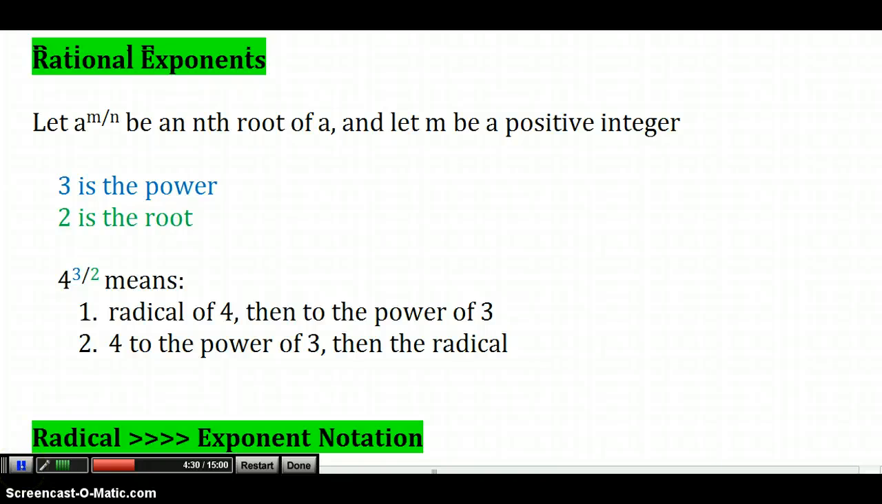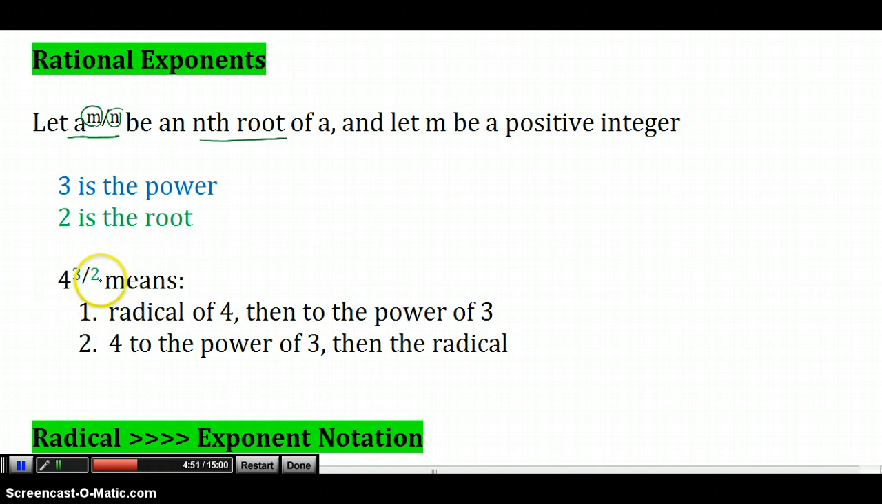The next thing we're going to talk about is rational exponents. Now remember that rational means fractions. So we're talking about fractions. Let's say we have some number a to the power of m over n. n is going to be our root, so the denominator of our fraction is our root. And m, our numerator, is our power.